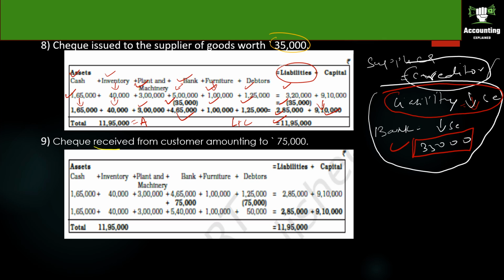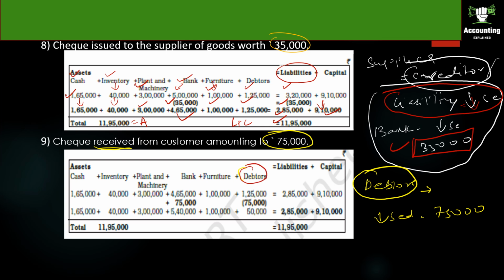Next transaction, check received from customer. See here, check received. We have received a check from a customer amounting to 75,000. Customer means here the person from whom we are going to receive money. They are called debtors. To whom we have sold goods on credit, they are called debtors. So debtors have to be decreased by 75,000 rupees.